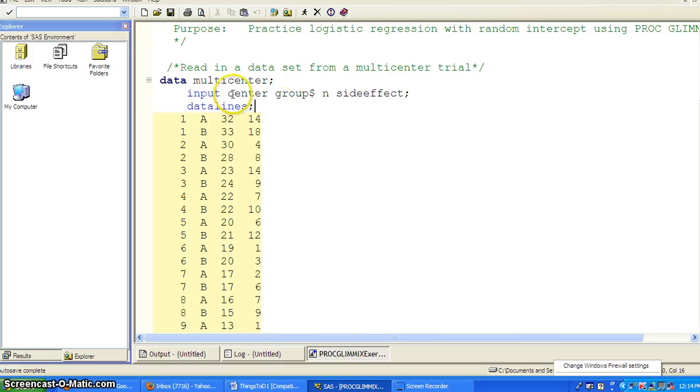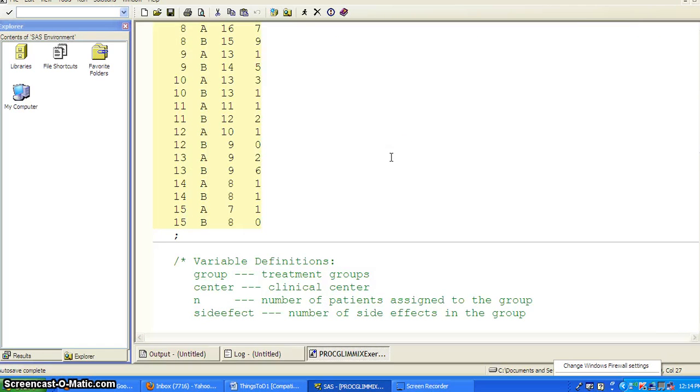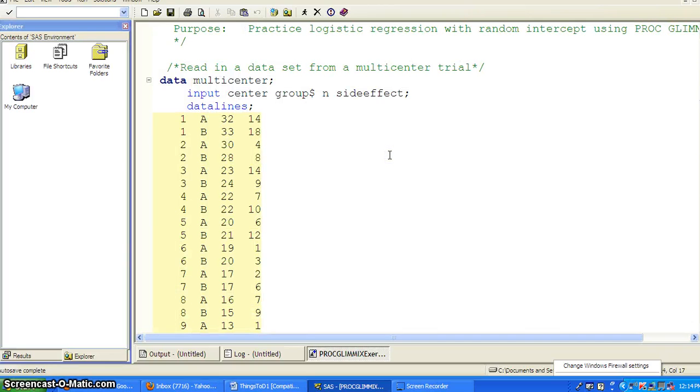So you can see the four variables are center, treatment group, the number of patients assigned to the group, and the side effect, which is the number of side effects in the group. So this is a data set from which we can analyze the number of side effects in the multi-center trial. You can see here for the center you have 1, 1, 2, 2, 3, 3, 4, 4, etc.